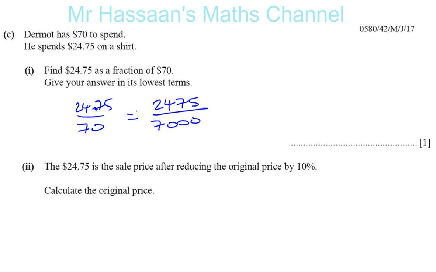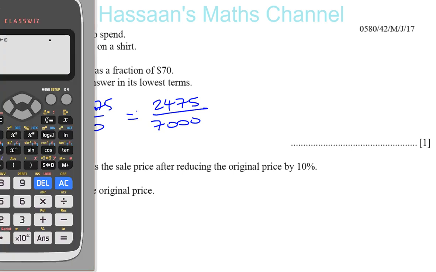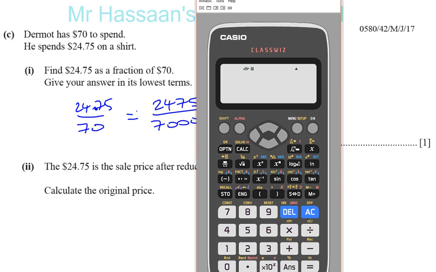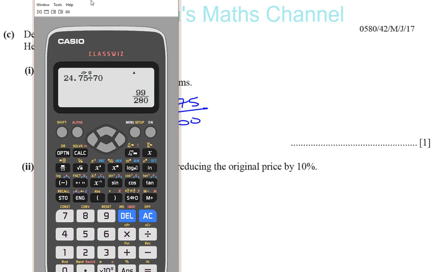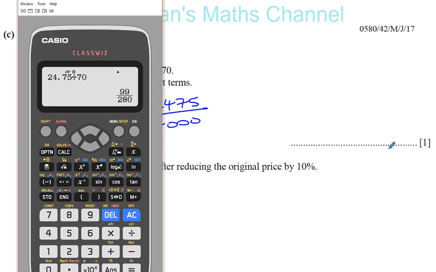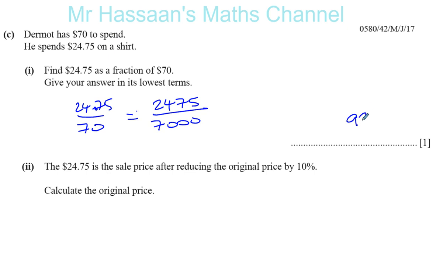But now you can just simply take your calculator and put the numbers in. So you can put here 24.75, divided by 70, and it will give you the number 99 out of 280. Okay, so make sure I put the right numbers in. Yes, 99 over 280. That will give you in its simplest form. It said express it as a fraction. It doesn't say express it as a percentage, so you leave it like that.